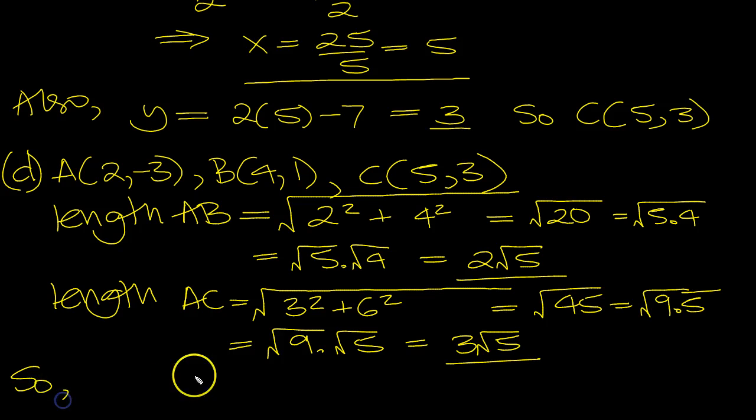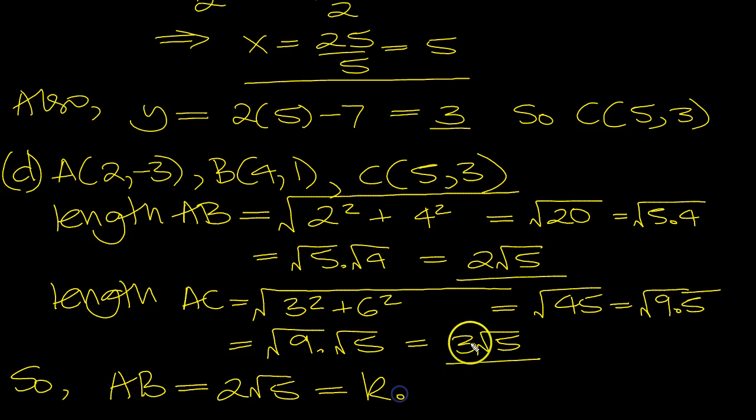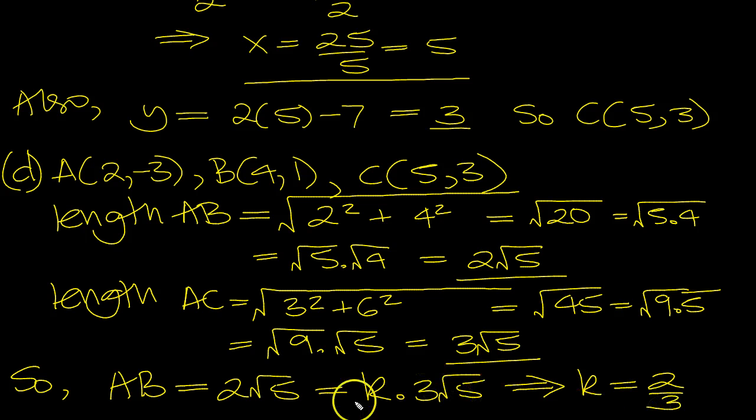So AB is equal to 2 root 5, is equal to k lots of AC, which is 3 root 5. That implies k would need to equal 2/3, wouldn't it? That's what we see there, coming from that simple, straightforward thing.